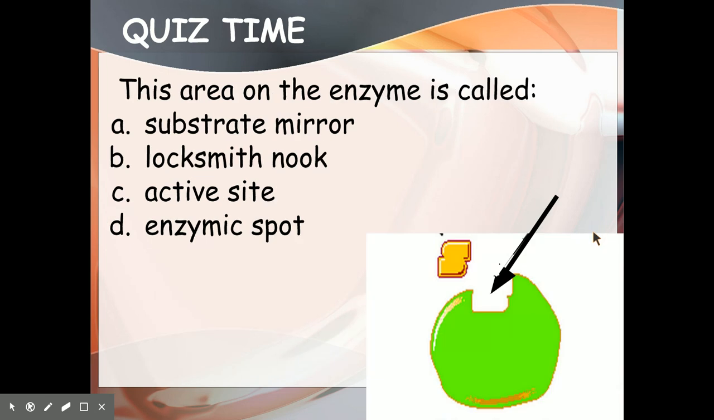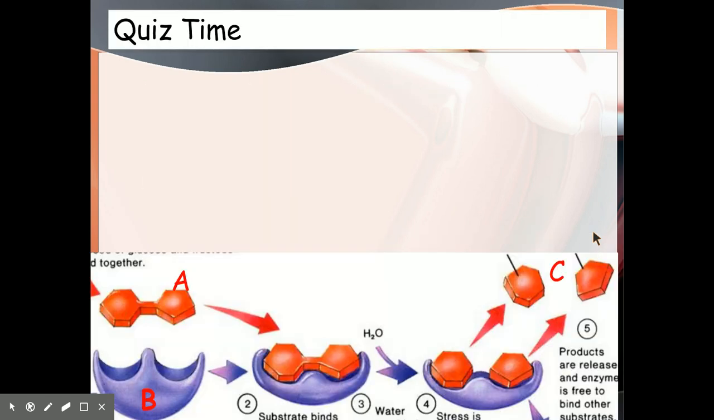That site right there is called: A, substrate mirror; B, locksmith nook; C, active site; or D, enzymatic spot? Good, I almost slipped and gave you the answer. That's your active site. So that's the location where your substrate attaches to the enzyme. Active site.